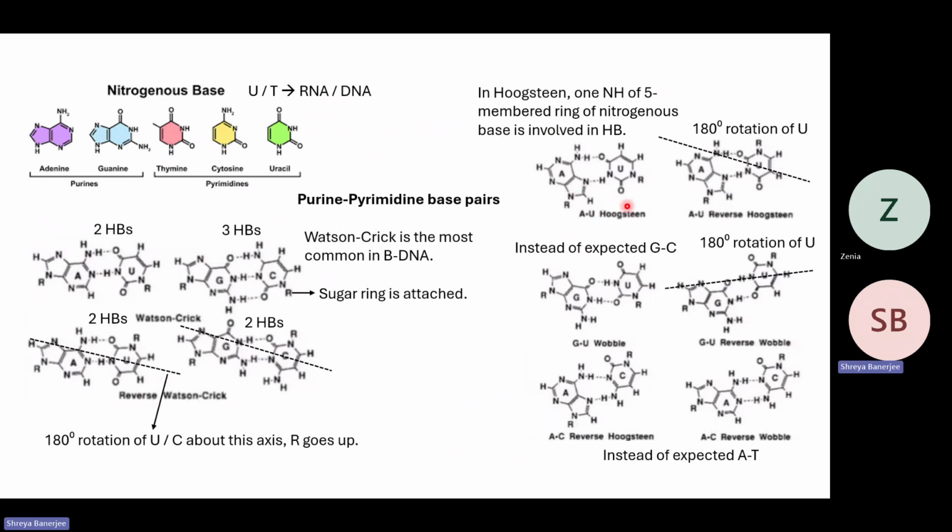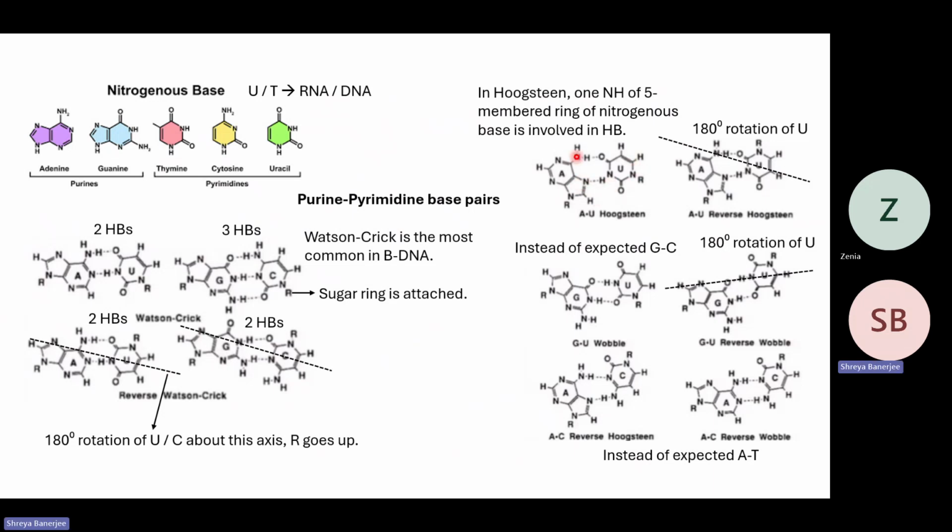There is another totally different class of base pairs that can form, which is called the Hoogsteen base pairing. Here, one NH of the 5-membered ring participates. So here you can see in the fused 5 and 6-membered ring, only the 6-membered ring was participating in hydrogen bonding in both Watson-Crick and reverse Watson-Crick. In Hoogsteen, one NH from 6-membered and one NH from 5-membered participates in hydrogen bonding. Same pairs form. Here also AU was forming, here also AU is forming. But in Watson-Crick, both the NH was coming from the 6-membered ring, whereas in Hoogsteen, one NH comes from 6-membered ring and one comes from the 5-membered ring.